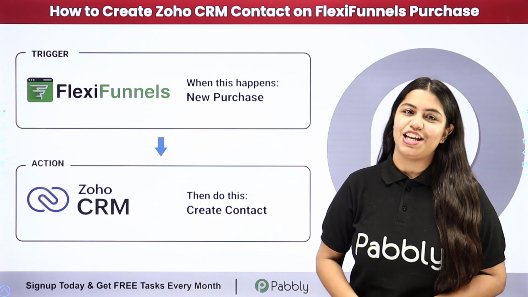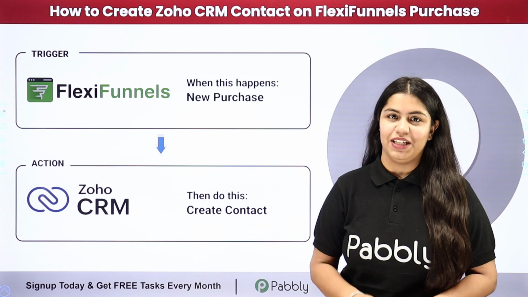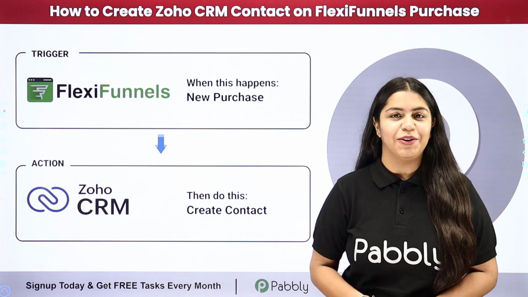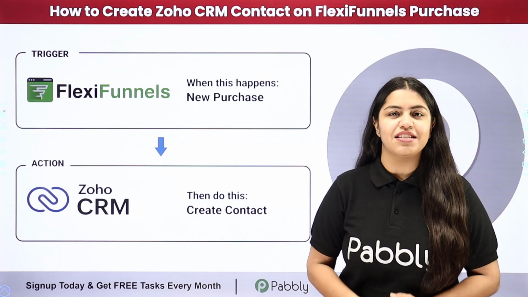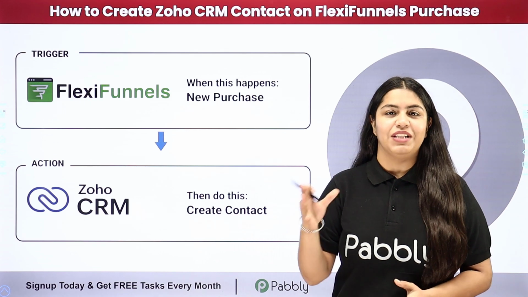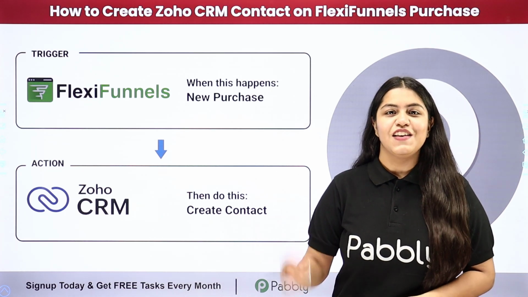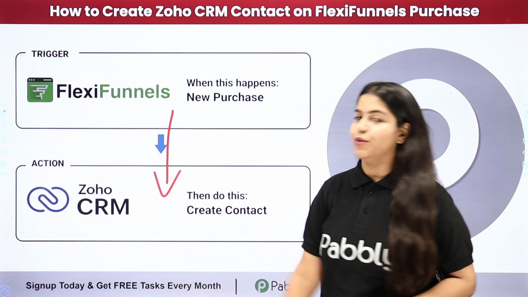So over here I'm running an Edutech company and we use FlexiFunnels to sell our courses online. So now what I want is that as soon as someone purchases my course with the help of FlexiFunnels, automatically a new contact should be created in my Zoho CRM too, so that the details of all my customers are organized more effectively. So to do this, we are simply going to create a connection between FlexiFunnels and Zoho CRM.